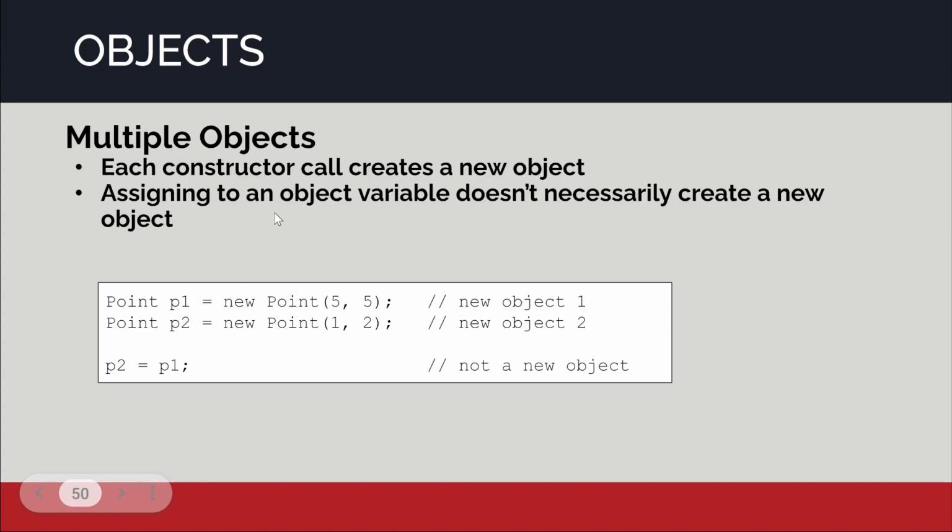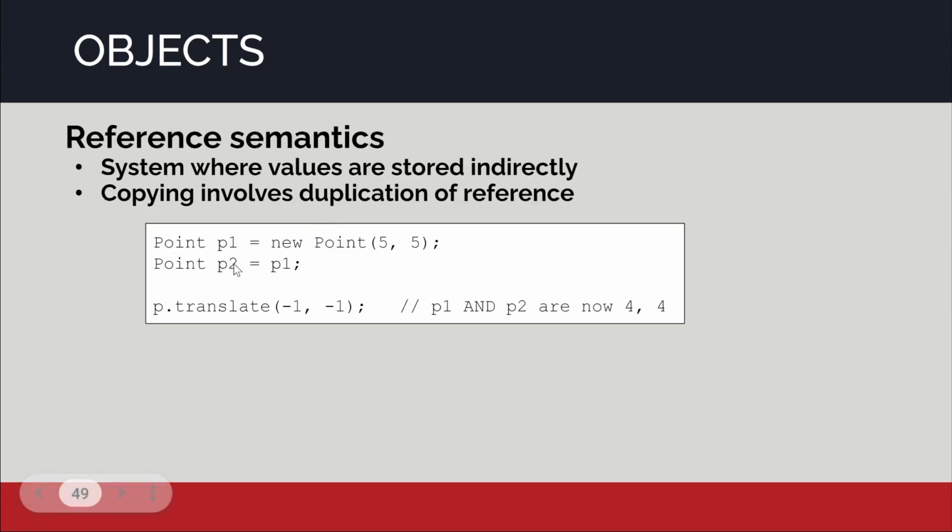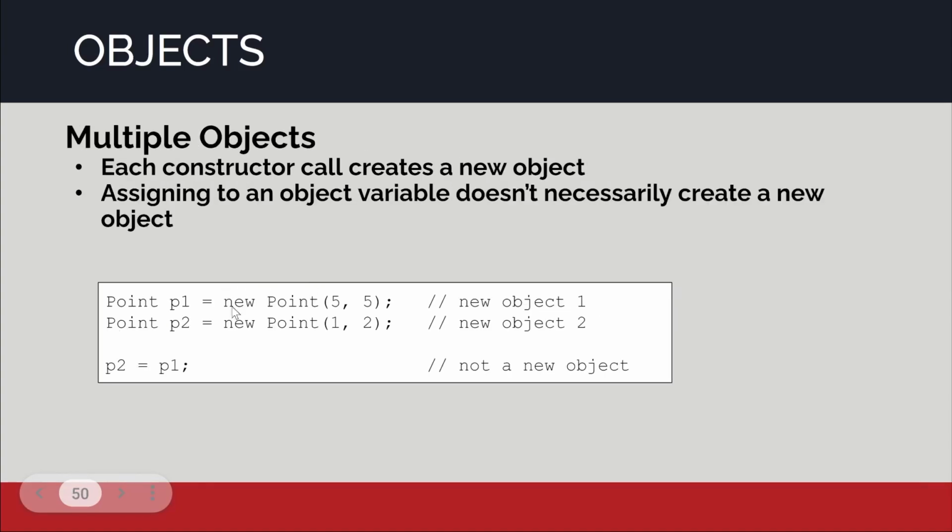Assigning to an object variable doesn't create a new object, as we saw in the previous slide. You can assign to a new object variable without creating a new object. It's an old object. If you want to create a new object, you gotta call a new constructor, pass in parameters. So let's look at this code.